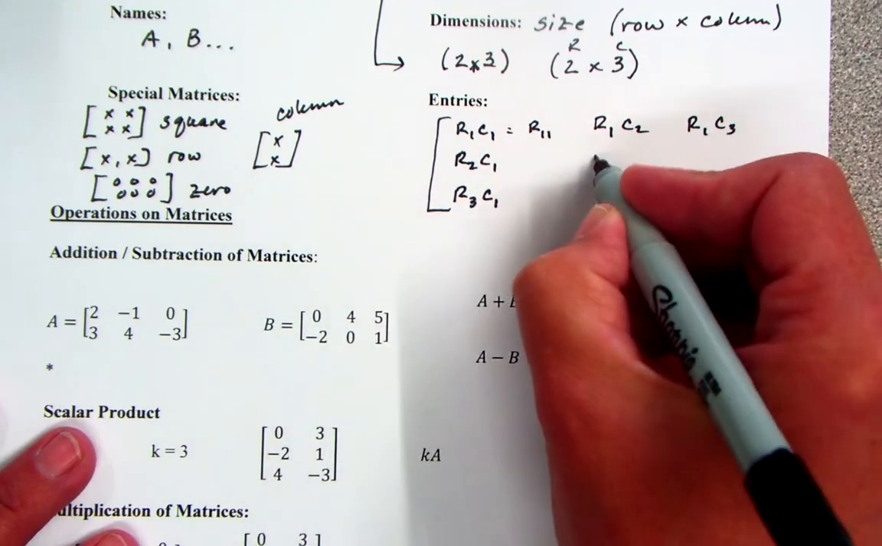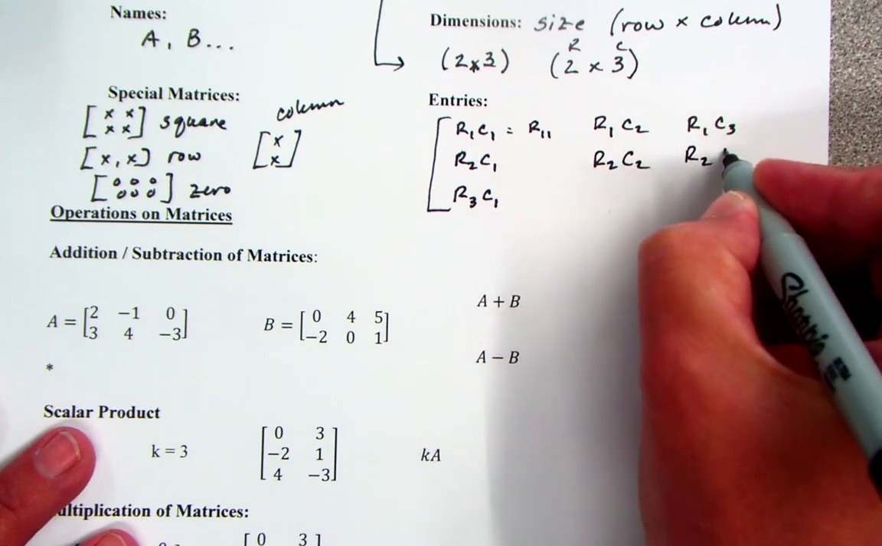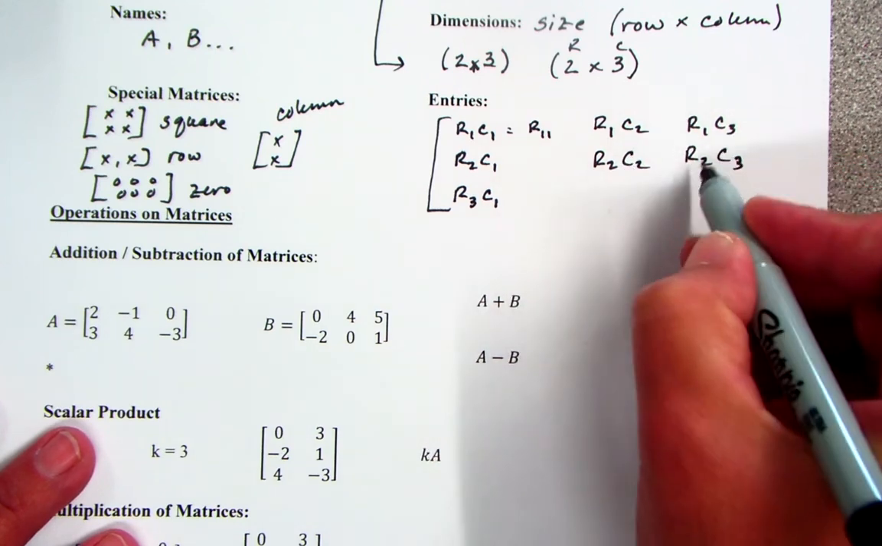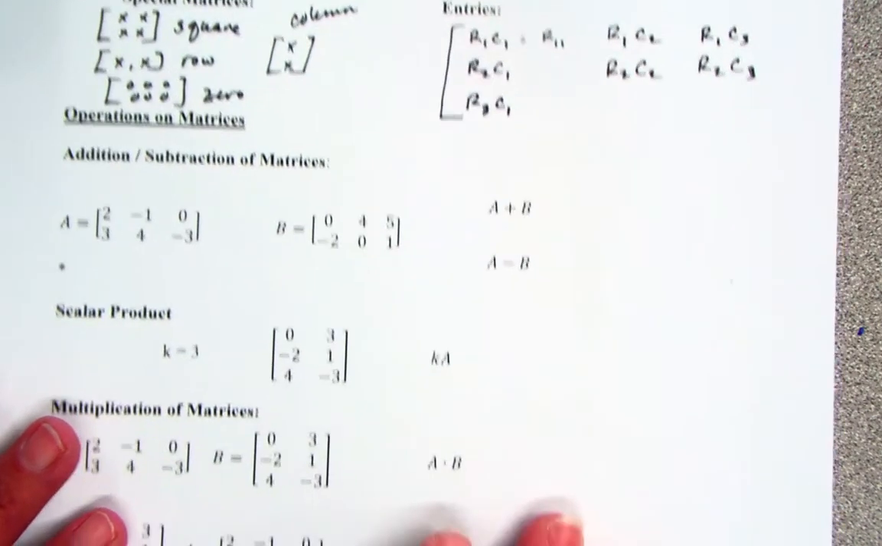So this next position, I'm still in row 2, but now I'm in column 2. Okay, so this would be row 2 still, but now column 3. So we have an identifier that we can use. We'll practice here in just a minute.